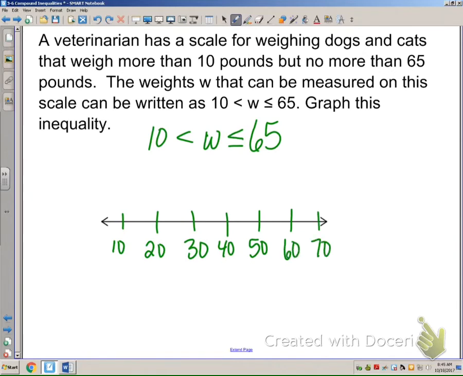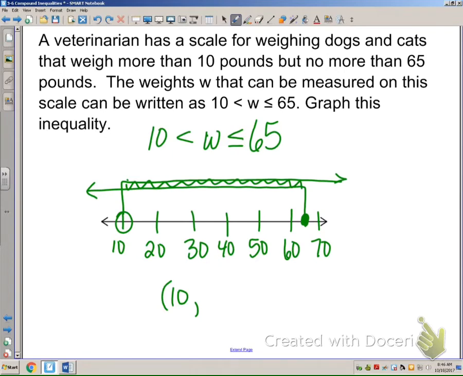And we know that it's in between here, and it is including 65, so we want all the W's that are smaller than 65 and all the W's that are larger than 10. So it's everything in between, and it didn't ask us to, but we're going to write it in interval notation because we're smart enough to do that. So we've got 10 not included up to 65 inclusively.